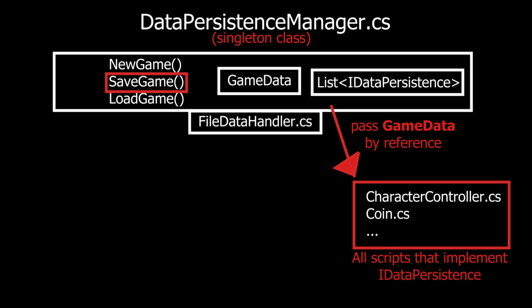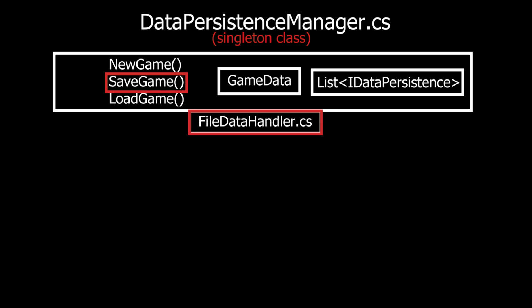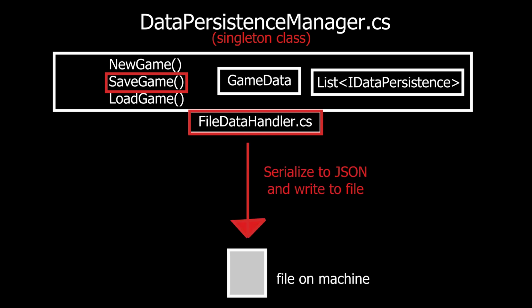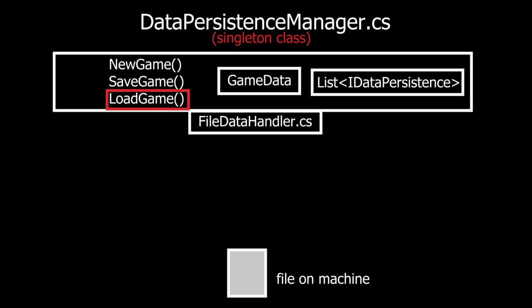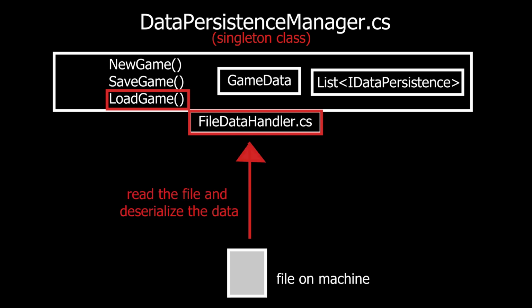Those scripts can then modify the game data object, and after all the scripts have done so, the Data Persistence Manager will use the file data handler to convert the game data to JSON and then write that data to a file. Then when we go to load data, the Data Persistence Manager will use the file data handler to read in the serialized data and convert it from JSON back into the C# game data object.